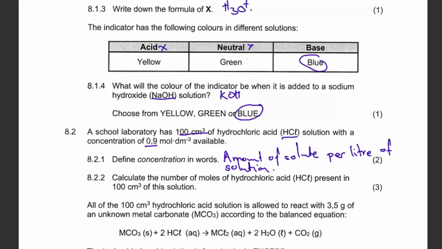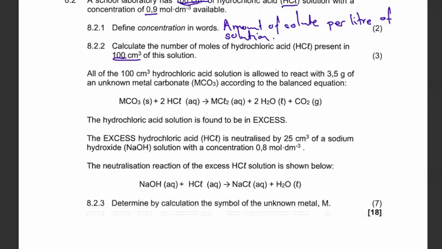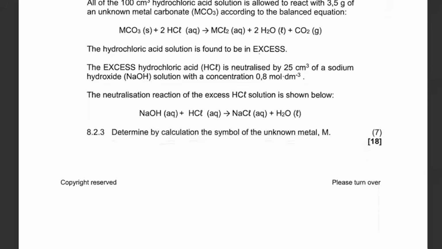Then the next question says, calculate the number of moles of hydrochloric acid present in 100 cubic centimeters of this solution. So if you look at this, you will see that the volume is given in cubic centimeters. So what do you do if you're given cubic centimeters? You're supposed to convert it to dm cubed.